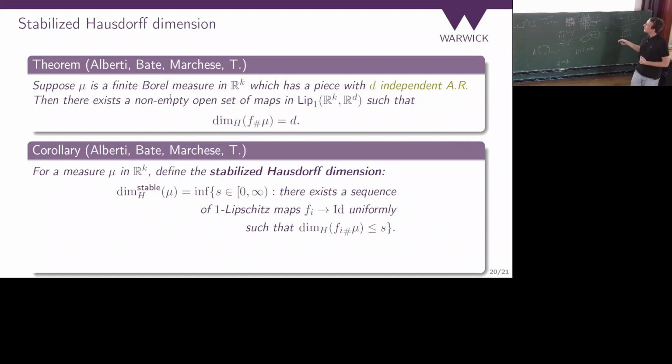For a measure mu in R^k, you can define the stabilized Hausdorff dimension. So here we have a set, and we're not interested per se in its Hausdorff dimension, but in the least Hausdorff dimension to which we can squish it without changing it too much. And this is defined rigorously in this way. So we take the least s such that I can find a sequence of 1-Lipschitz maps which converge to the identity uniformly, such that each of these maps squashes mu into something of dimension at most s. So this is a stabilization of the Hausdorff dimension.